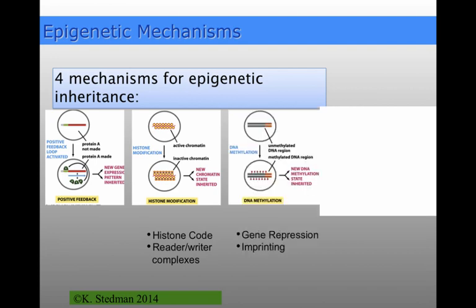DNA methylation is exactly the same way. DNA methyltransferases bind to methylated DNA and will methylate DNA right next to where you already have methylated DNA. This is very important for gene repression. We talked about this for X inactivation last time, also for imprinting. And so you can actually keep that particular region.